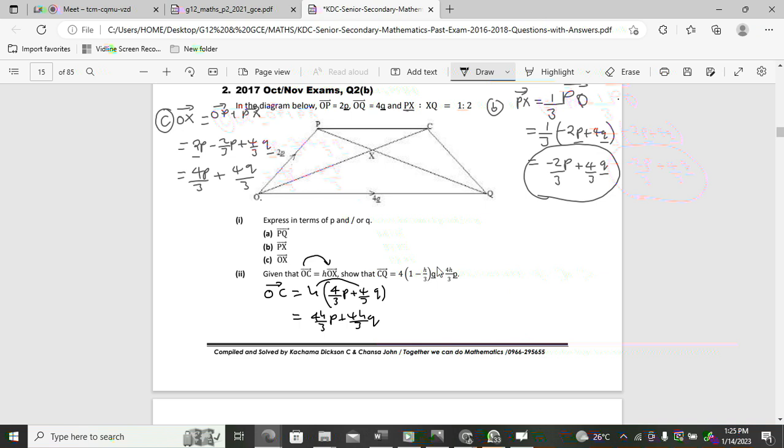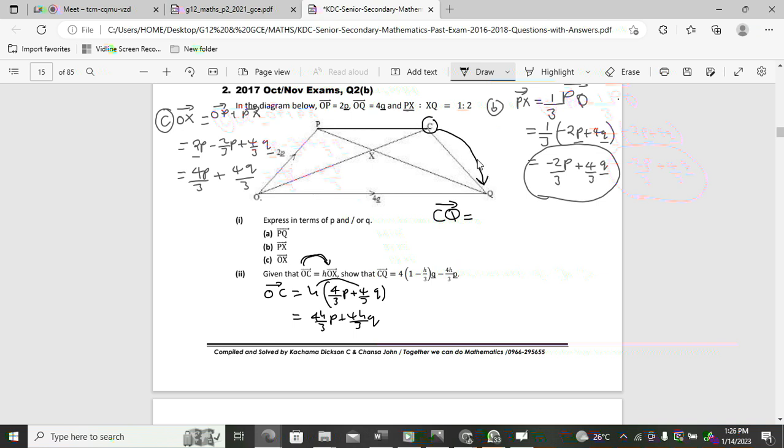All right. And then now you can work out the question they've told you. They've said, show that CQ. Just know that this same statement they've given you first is going to be used in finding CQ. So where is CQ? CQ is here, from C up to Q.